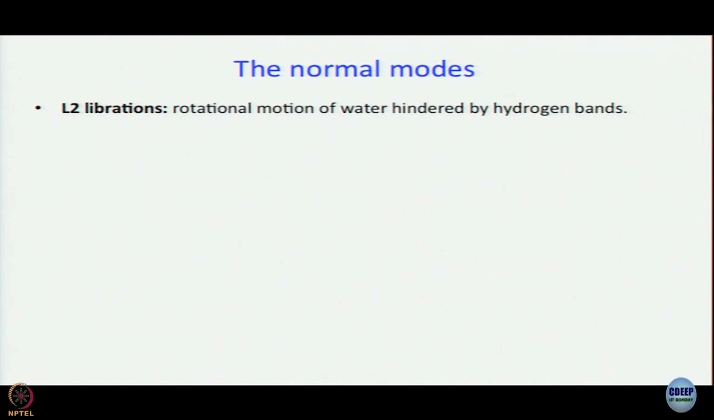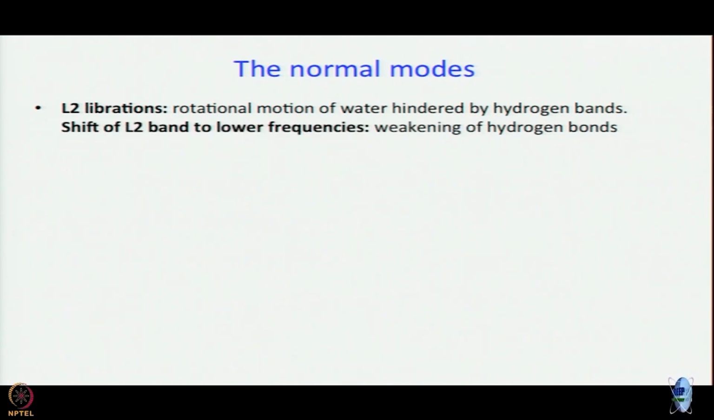Okay. So, just a reminder, L2 libration is rotational motion hindered by hydrogen bond. So, if this L2 band shifts to lower frequencies, what does it indicate? That means hydrogen bonds are weakened. Yeah. So, these are things that we will be looking for.